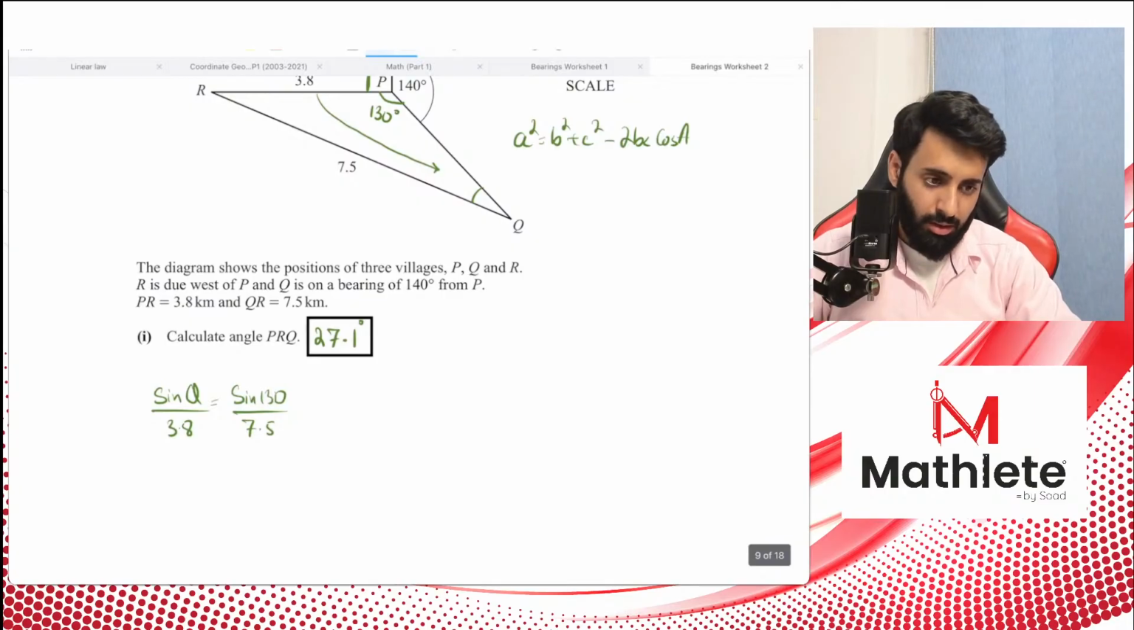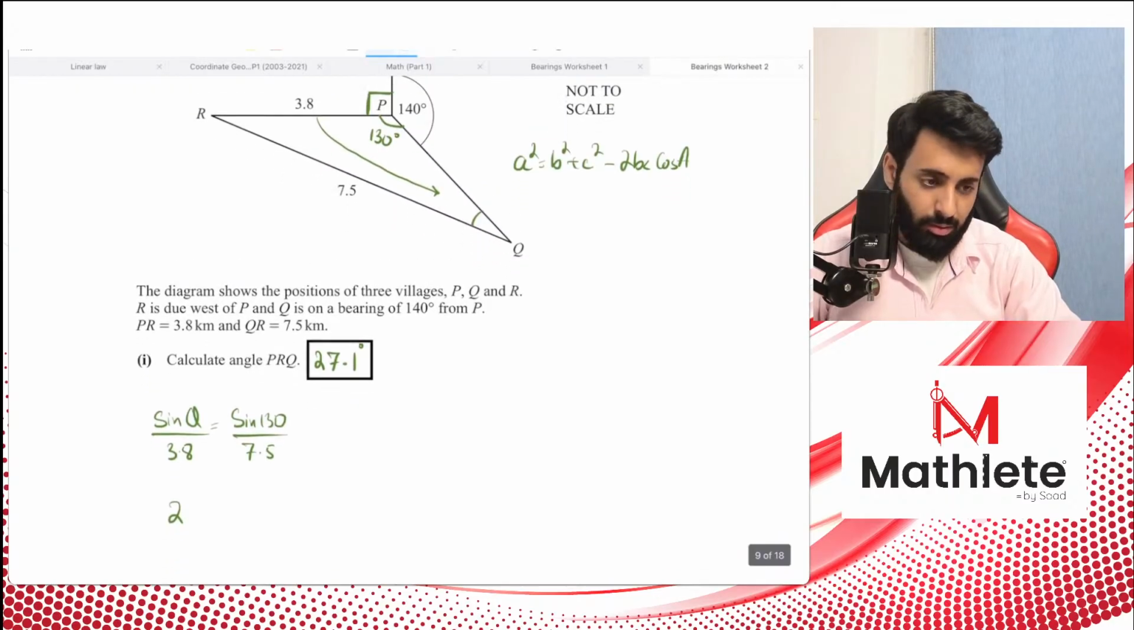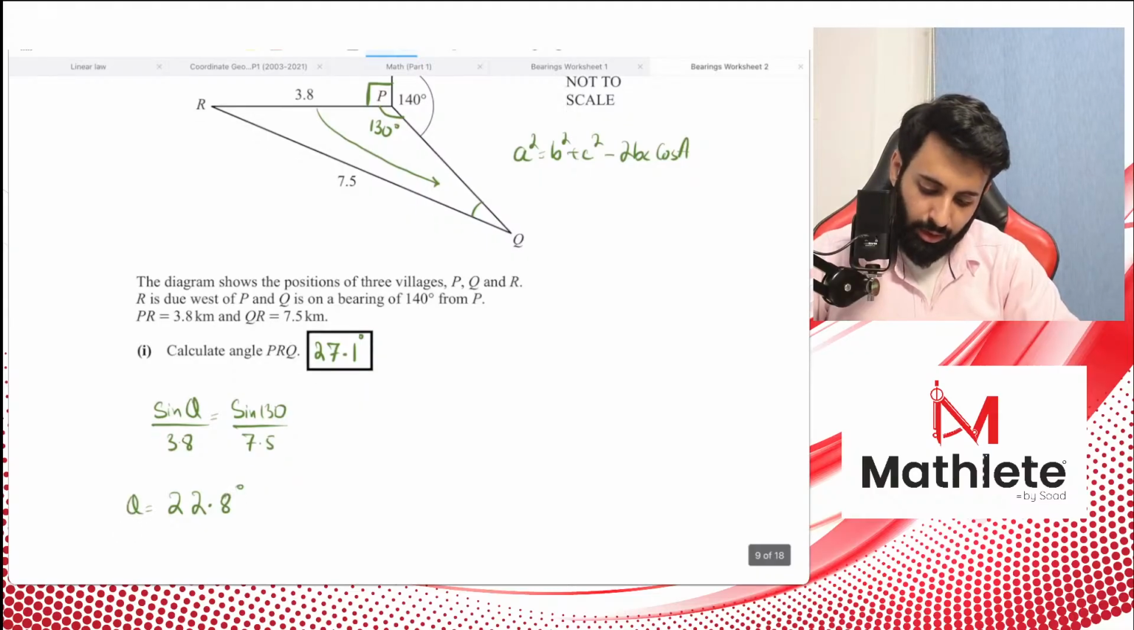So now you're looking at, oh wait a minute, I think I've done something wrong. Oh yeah, there's another final answer. 22.8 degrees. So this is angle Q. Now it's not the angle that you're looking for. You're looking for angle PRQ. So 180 minus 130 minus 22.8.